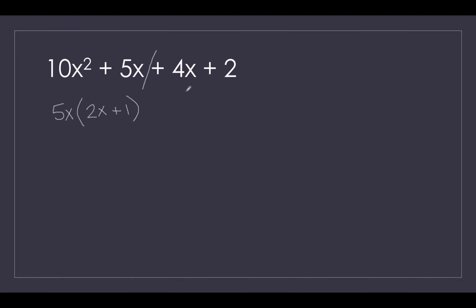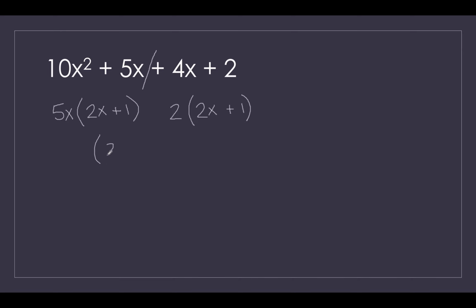Now I'm going to be finding the GCF of the second half. This time it will be 2. Inside my parentheses I'll need a 2x because 2 times 2x is 4x, and a plus 1 because 2 times 1 is 2. If you notice here, 2x plus 1 is the common factor.